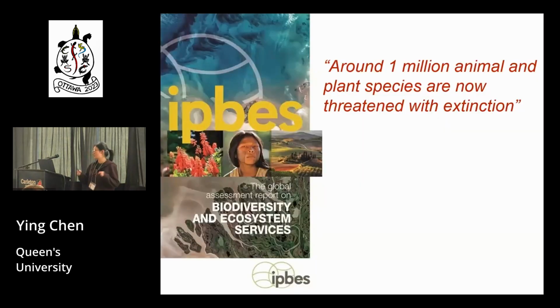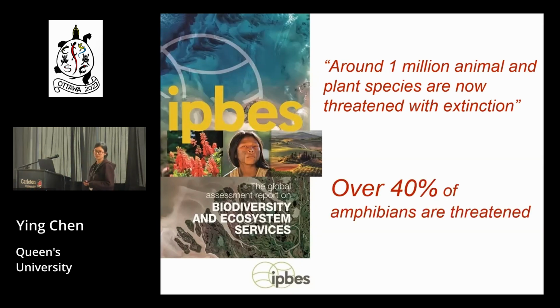As we are all aware, we are in a mass extinction, according to the report from the Intergovernmental Science-Policy Platform on Biodiversity and Ecosystem Services. Around 1 million animal and plant species are now threatened with extinction. And among those, amphibians are one of the most threatened groups, with over 40% facing risks of extinction.